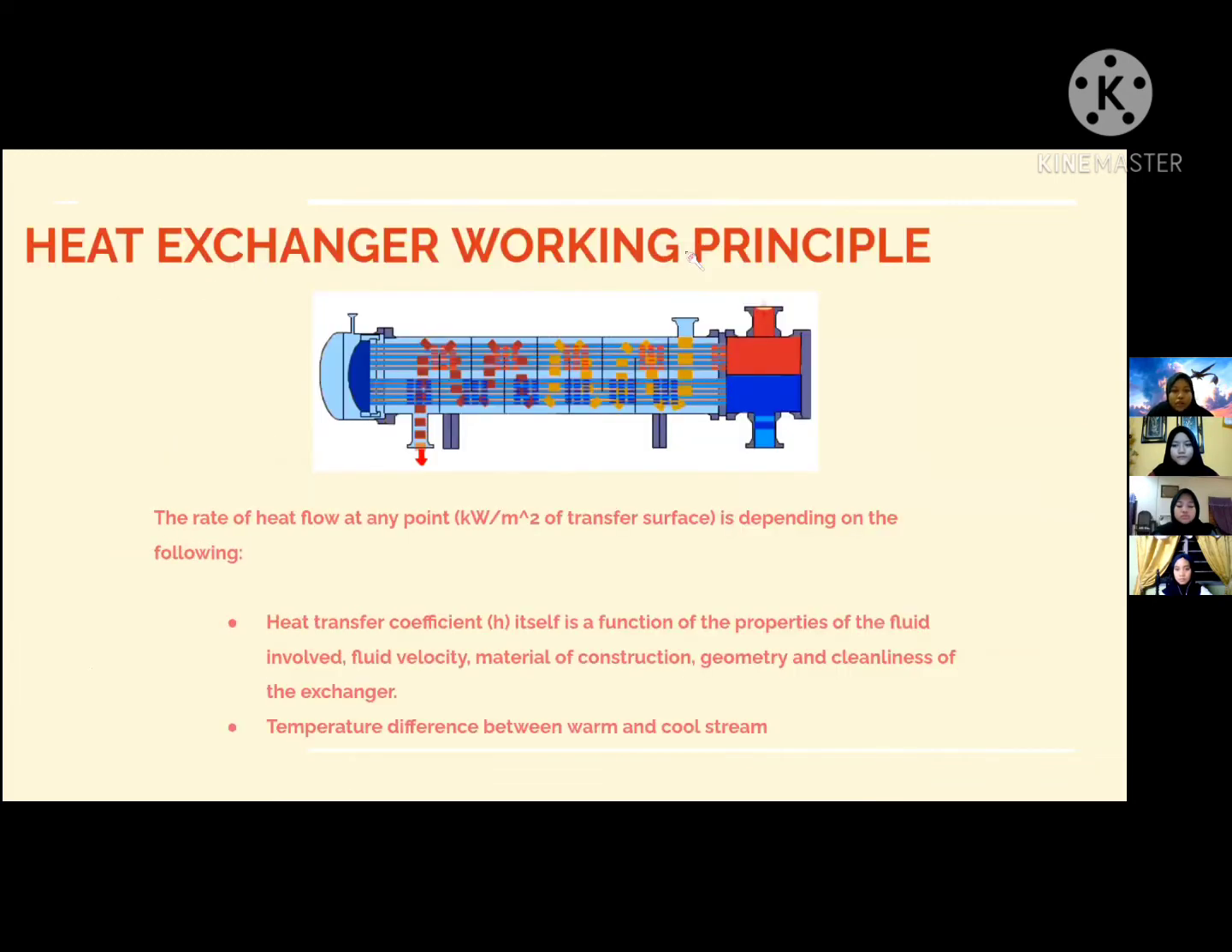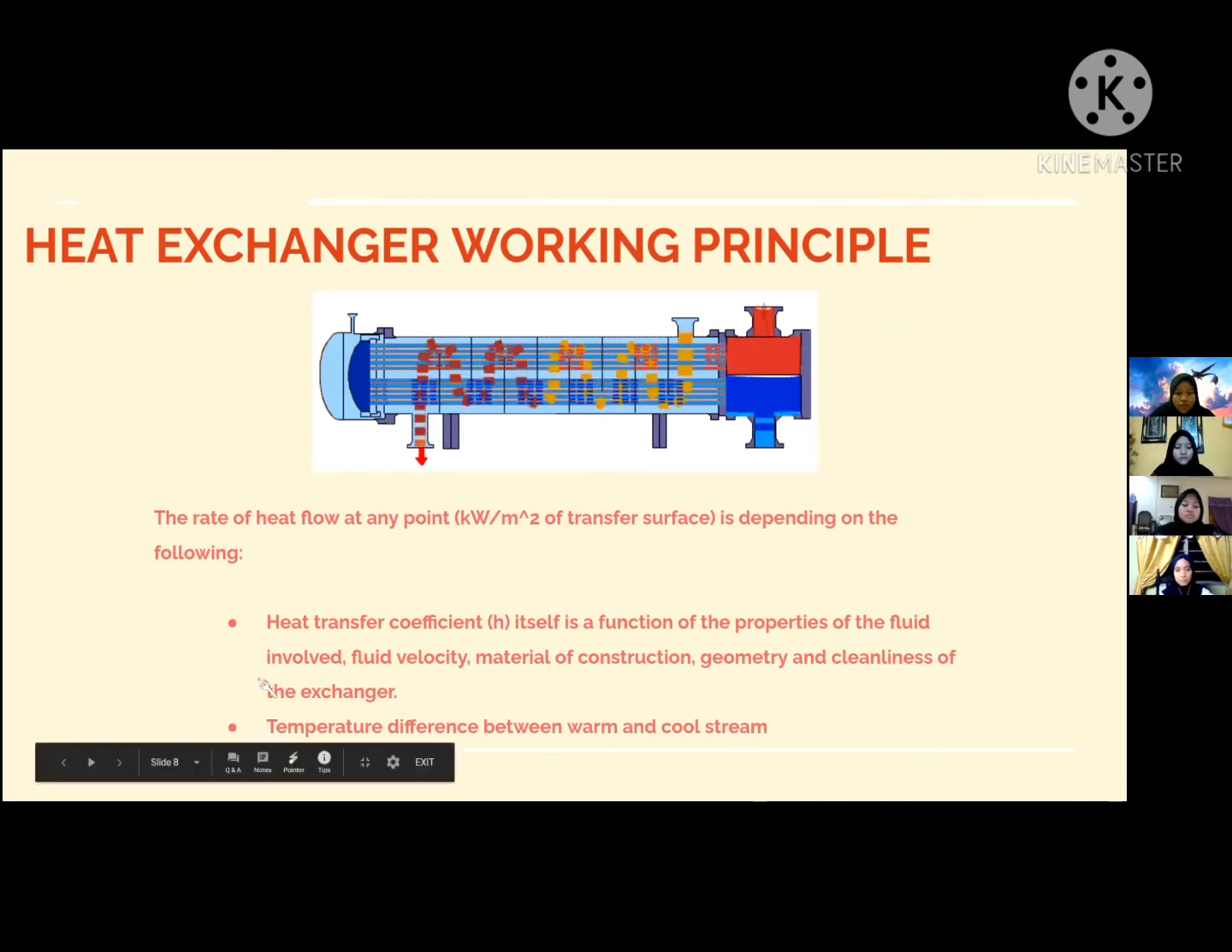Next, I will present the heat exchanger working principle. So this is an example of a counter flow heat exchanger. The rate of heat flow at any point, in kilowatt per meter cubed, depends on the following. Firstly, the heat transfer coefficient, which itself is a function of the properties of the fluid involved: fluid velocity, material of construction, geometry, and angle of the exchanger. Secondly, the temperature difference between the warm and cool stream.